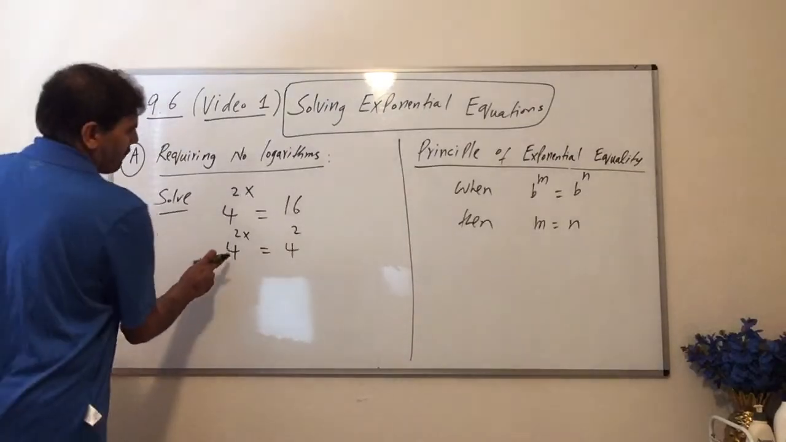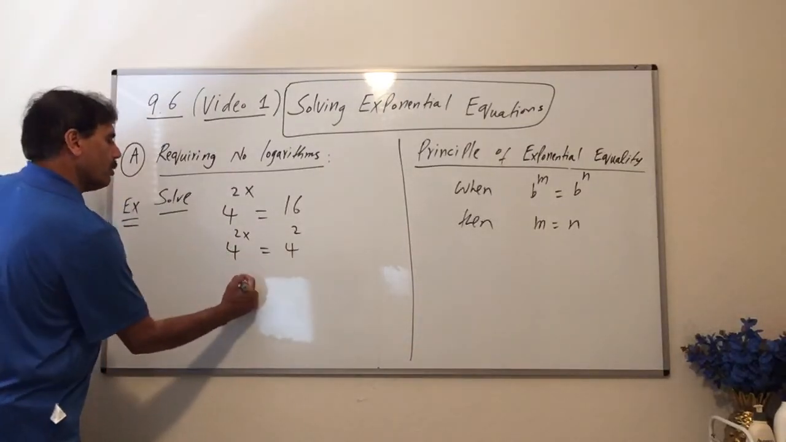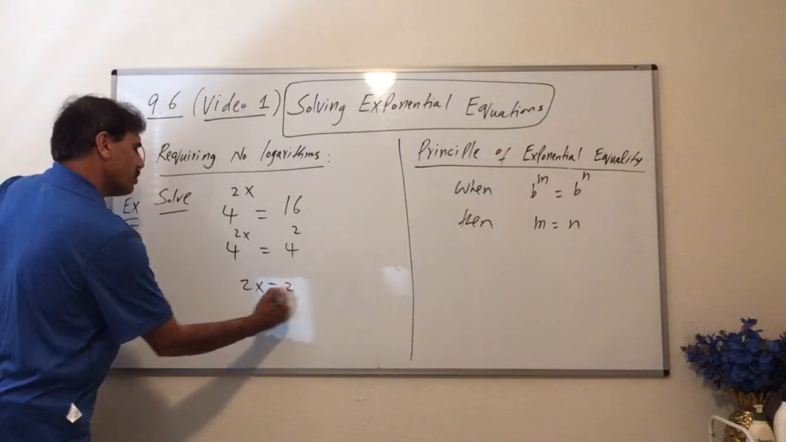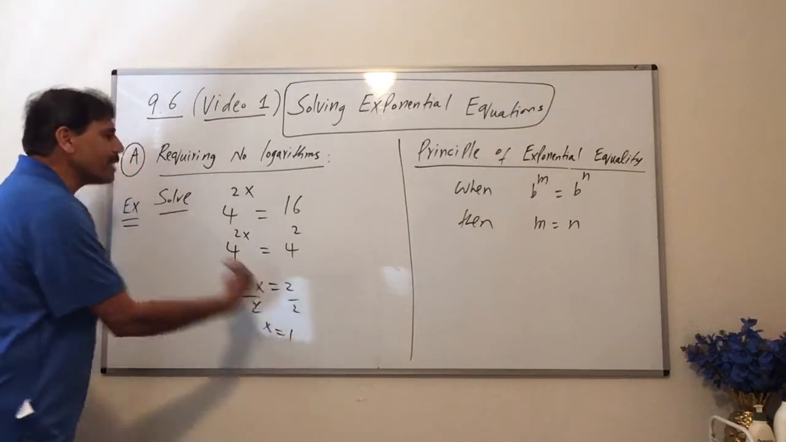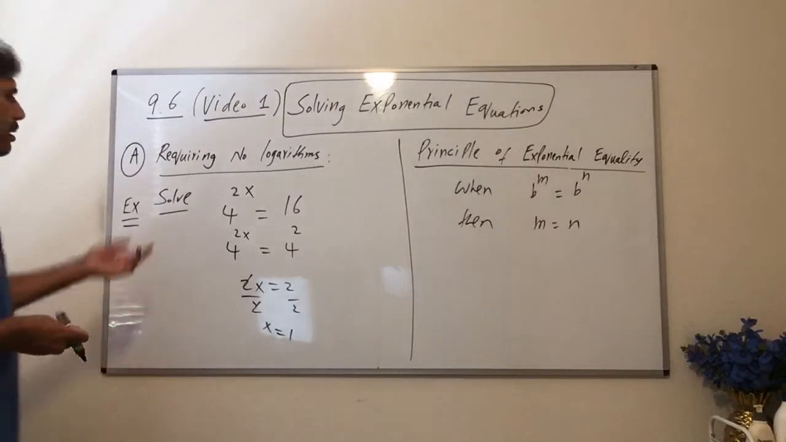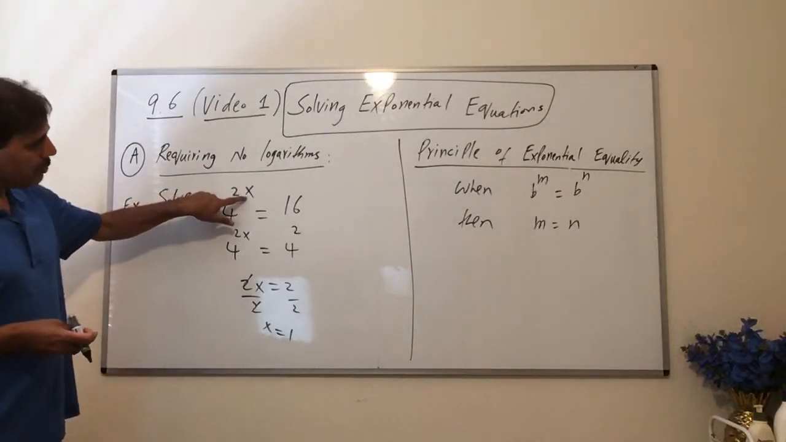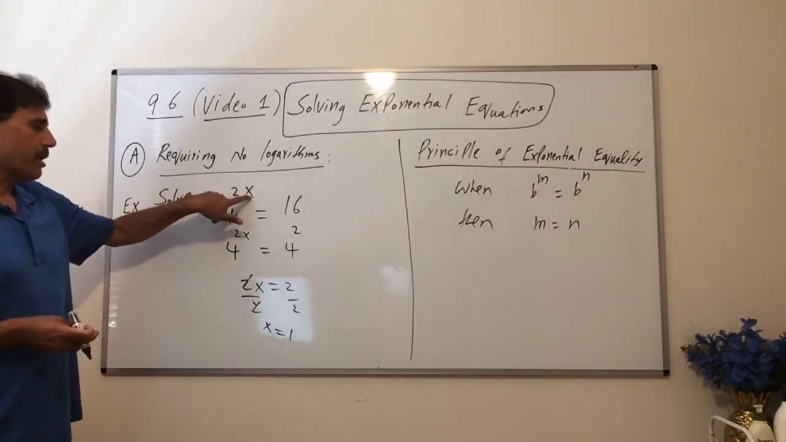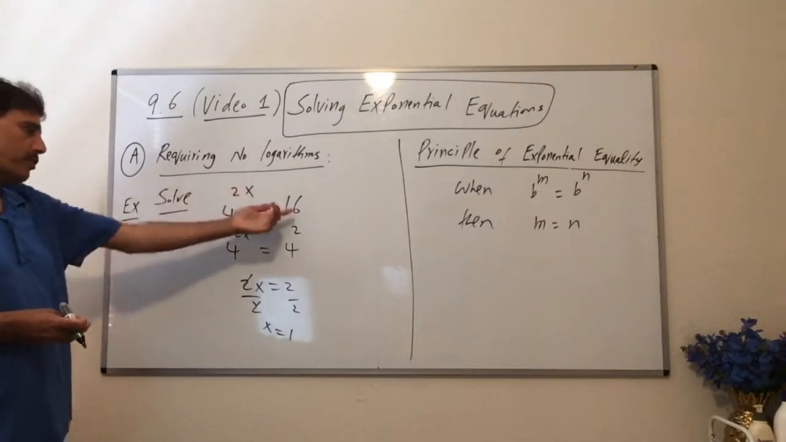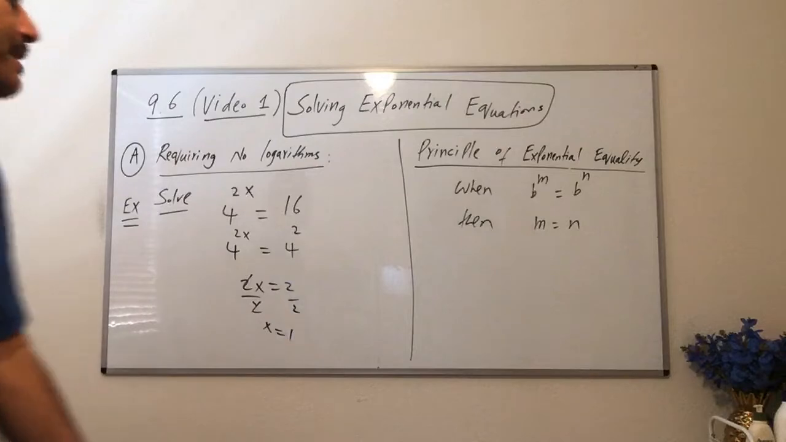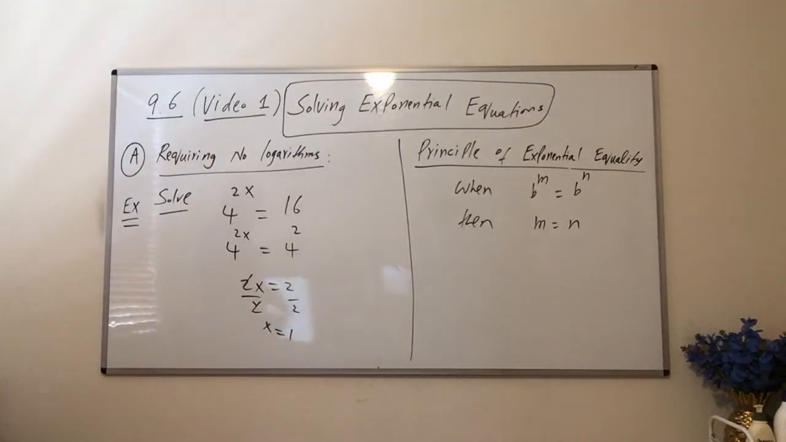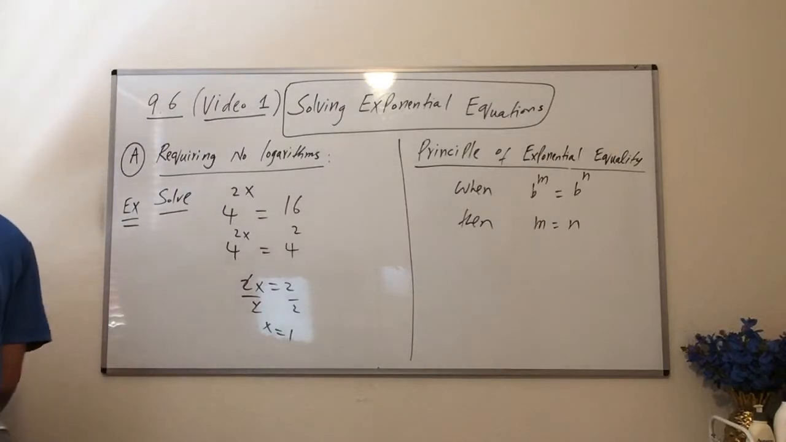Now if the bases are equal, then the powers are always the same. So 2x equals 2, and 2 divided by 2 gives 1. That's the solution. You can check: x is 1, 2 times 1 is 2, and 4 squared is 16. So you can always check. In this case, you should be able to tell what the answer is going to look like. Okay, let me show you a couple more examples.